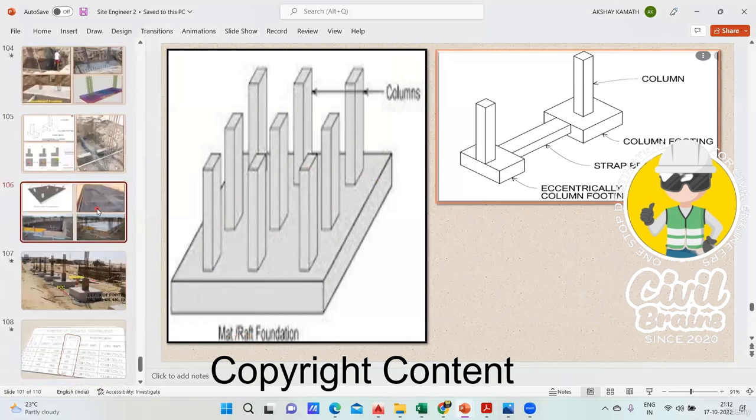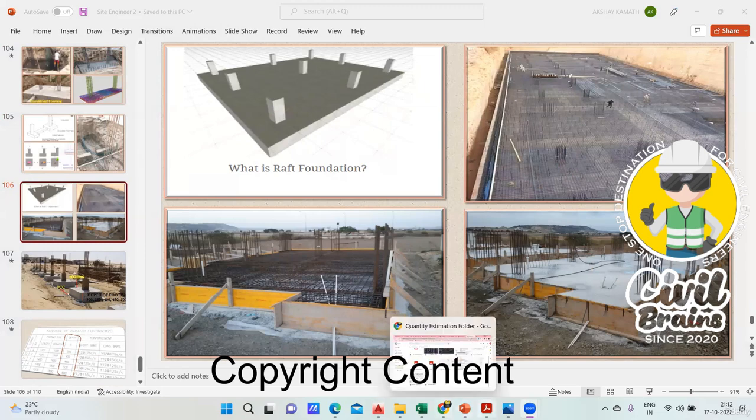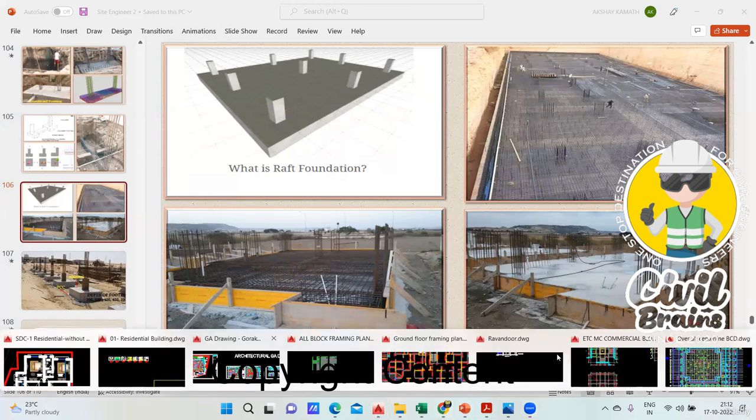Somewhere here you see a huge foundation, and in between you have multiple columns, something like this, isn't it? A huge foundation and then multiple columns in this way. It's called a raft foundation. How do you find the concrete quantity and also the shuttering quantity for this? It's pretty simple. I'll show you one drawing for this, so we'll go to that drawing.